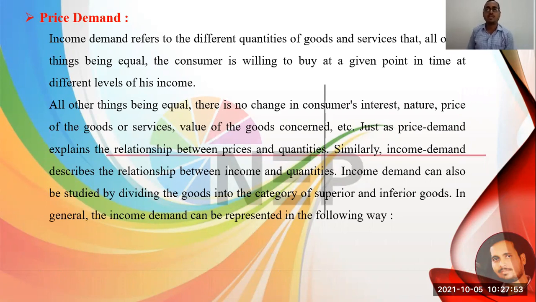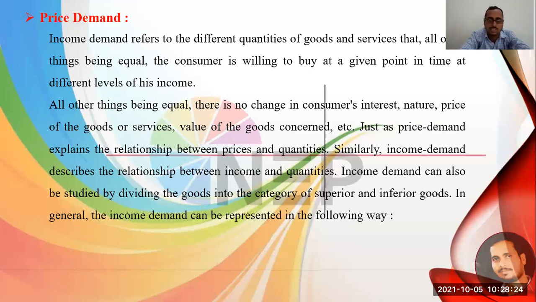Students, all other things being equal, there is no change in the consumer's interest, nature, prices of the goods or services, value of the goods concerned, etc. Just as price demand explains the relationship between the price and the quantity, similarly, income demand describes the relationship between the income and the quantities. Income demand can also be studied by dividing the goods into a category of superior and inferior goods.